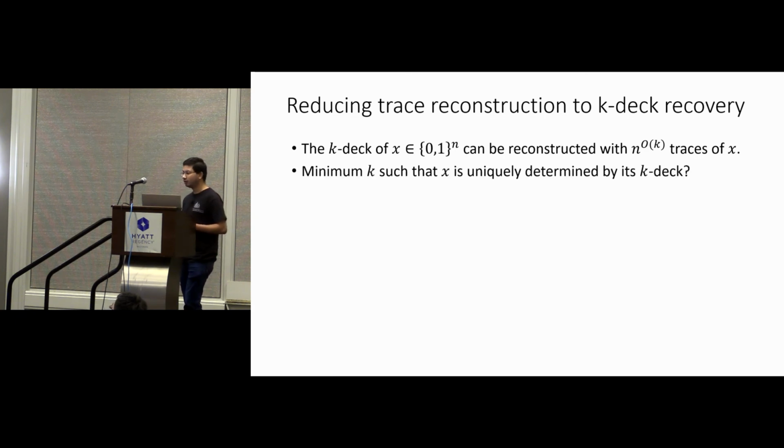So now this gives a possible algorithm for trace reconstruction from the k deck. We first recover the k deck from the traces, and then just using this k deck, we figure out the original string. This leads to the natural question: what is the minimum k such that the k deck uniquely identifies the string? So what is the minimum k such that two different strings can't have the same k deck?